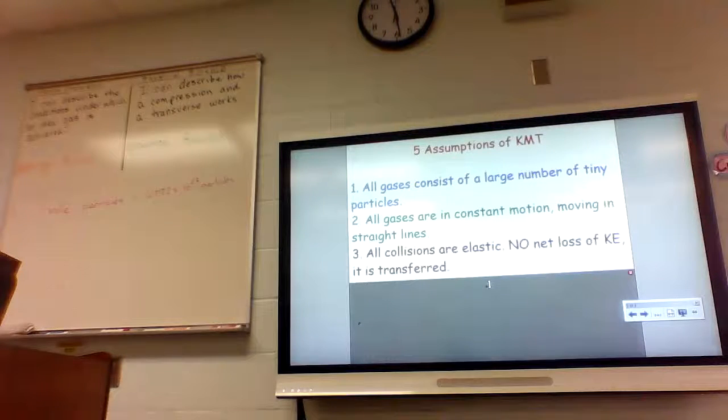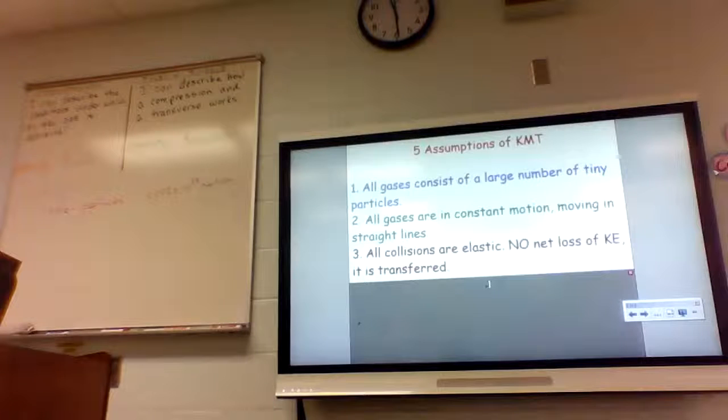All right, number 3 is a new vocabulary word for you. This is a lot of conditions. Yes, they are. All right, all collisions are elastic. Elastic is a new vocabulary word for us. Stretchy is not the meaning we're going to use; that's the one you already know. Elastic means that there's no net loss of kinetic energy. Every bit of it is transferred.